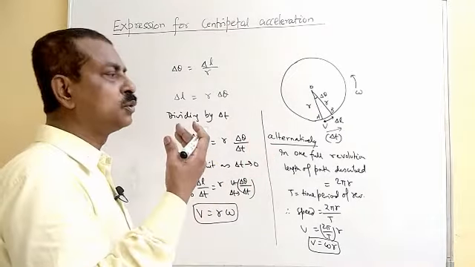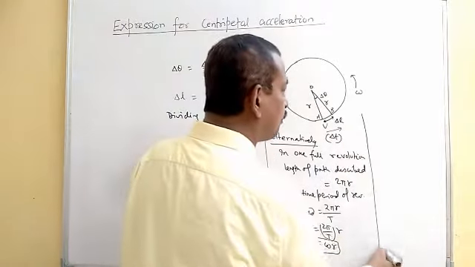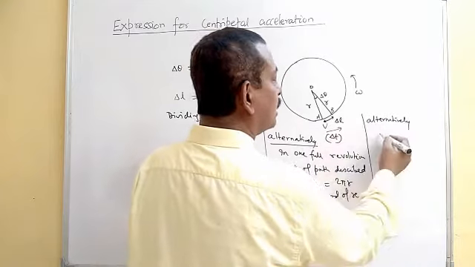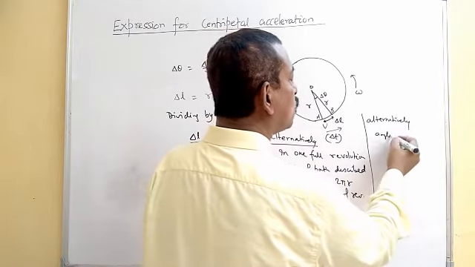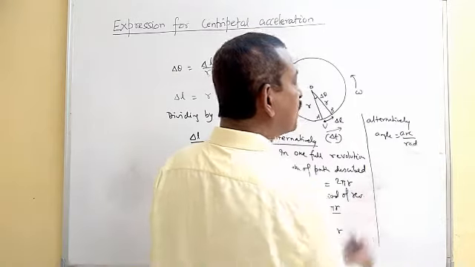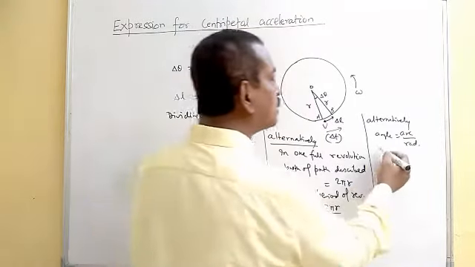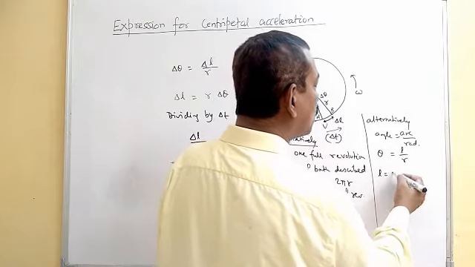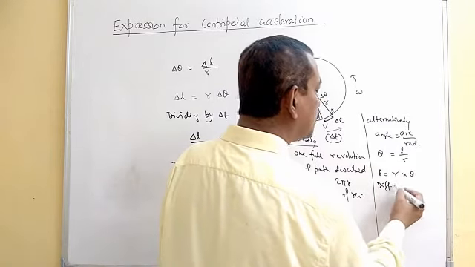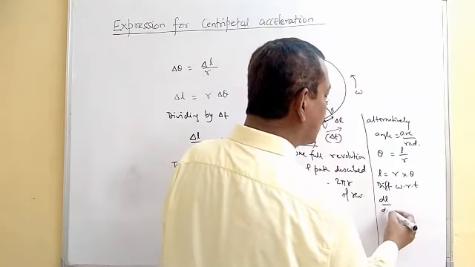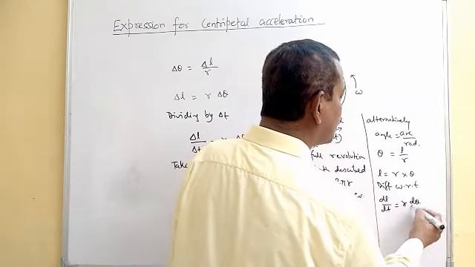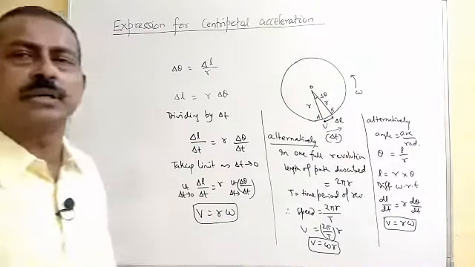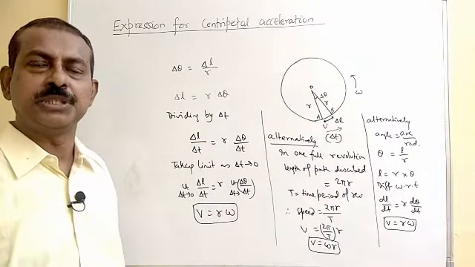Another simple way: you know that the angle is equal to arc length by radius. So if I consider this as theta, this is L by R. So L is equal to R into theta. If you differentiate, dL by dt will be equal to R d theta by dt. This is your V, this is your R omega. Any one you can use to get the relation between linear speed and angular speed.